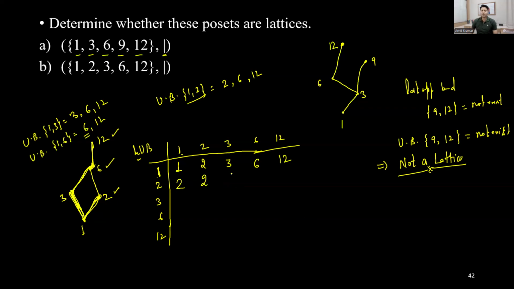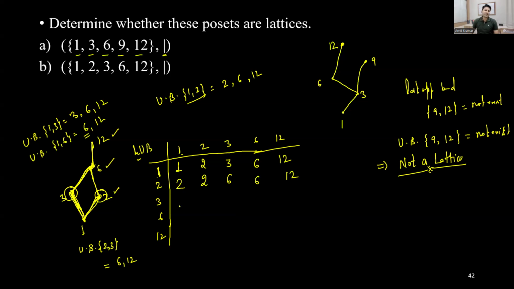Now the least upper bound of 2 and 3. So this is your 2, this is your 3. If you are unable to write it directly, firstly list the common upper bounds. So the common upper bounds of 2 and 3 are only 6 and 12. Both of them can be reached, 6 here, 12 here. Common upper bounds, least one is 6. In the same manner, 2 and 6. In the same manner, 2 and 12.